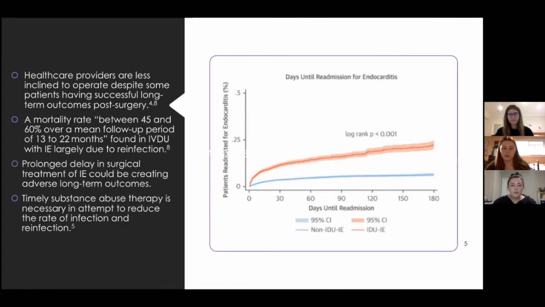Due to the contraindications present for intravenous drug users, it is a concern that prolonged delay in surgical treatment could also be creating adverse long-term outcomes for these patients and presents a gap in the current research. These findings outline the need for healthcare teams to provide timely substance abuse therapy in an attempt to ultimately reduce the rate of reinfection.